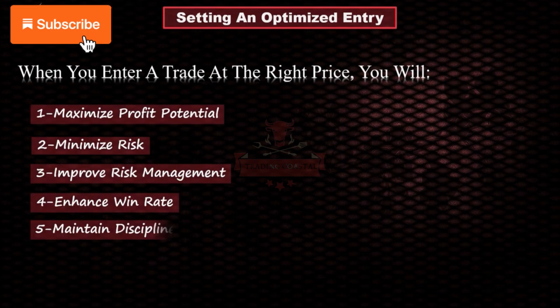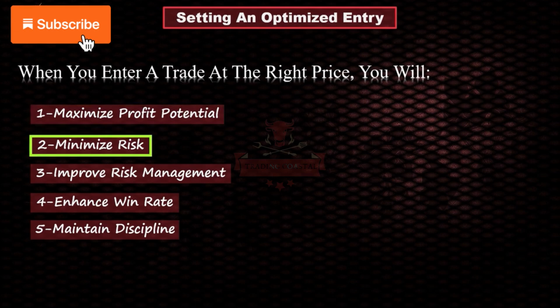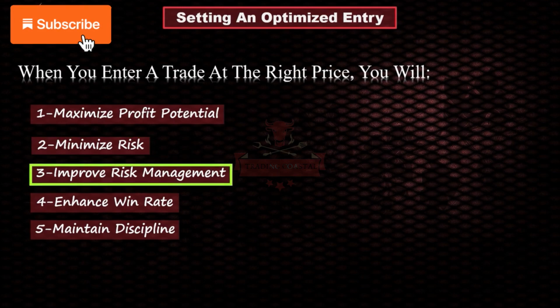Setting an optimized entry in trading is crucial because it directly impacts your risk-to-reward ratio and the overall success of your trades. An optimized entry increases the potential profit you can make if the trade goes in your favor. It helps you place your stop-loss orders closer to your entry point, reducing potential losses if the trade goes against you. By fine-tuning your entry, you can control your position size more effectively and manage your overall risk exposure.